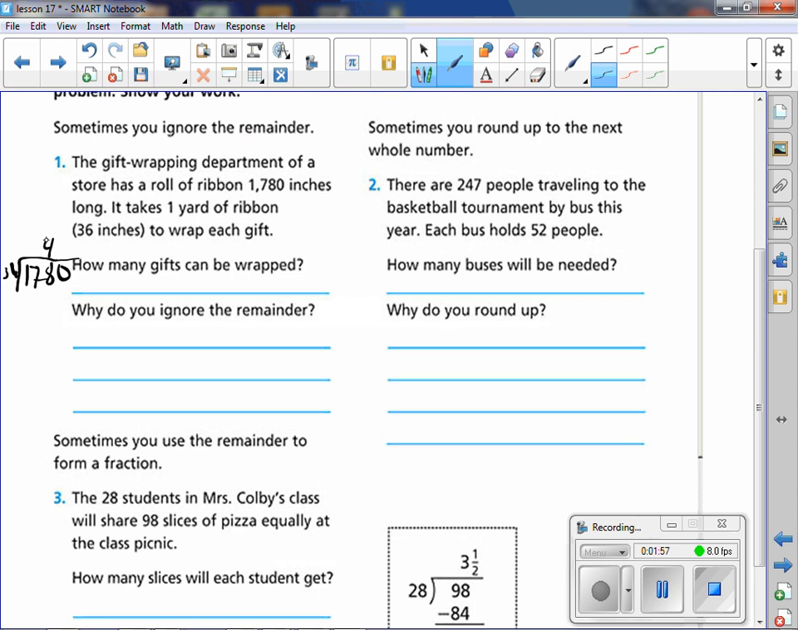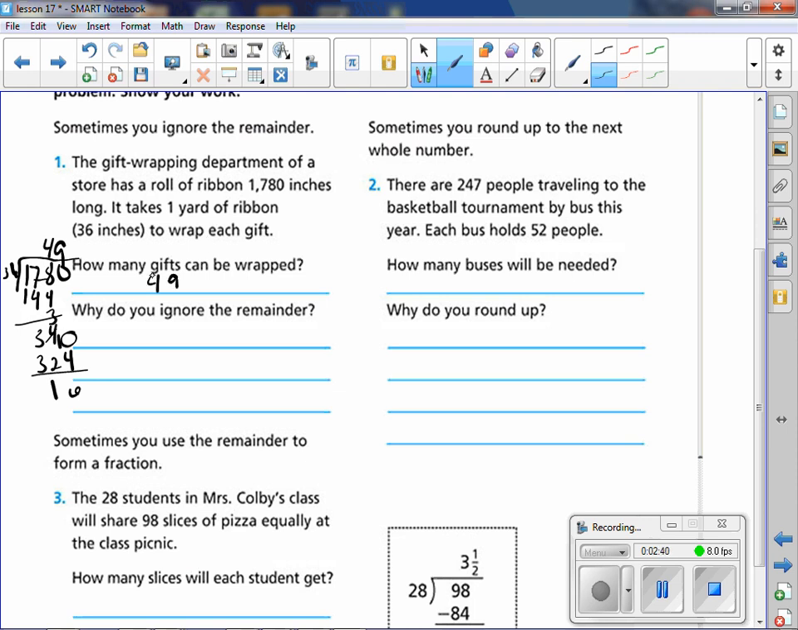So 4 times 36 is 144, so we're going to subtract out 144. We get 34, and we're going to bring down a 0. Okay, 36 into 340, well, it's clearly not going to go 10 times because 36 times 10 would be 360, so I'm just going to drop it down to 9 and do 36 times 9, which is 324. And then I'm going to subtract out. So cross out the 4, make it a 3, 10, we get 16. Okay, so how many gifts can be wrapped?